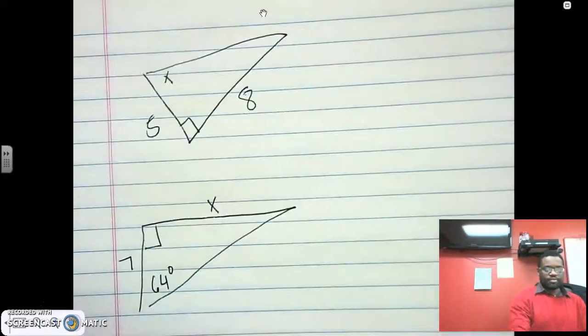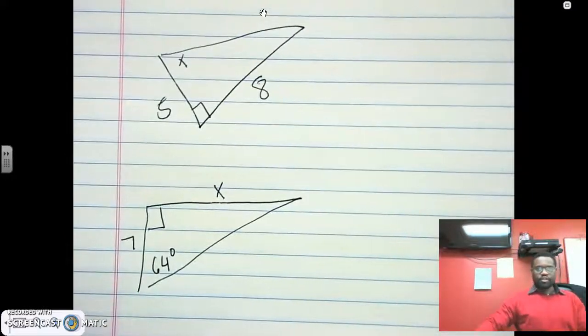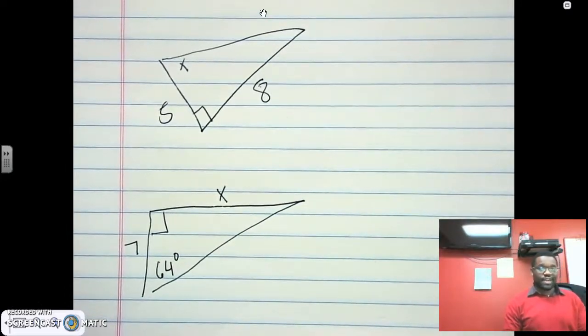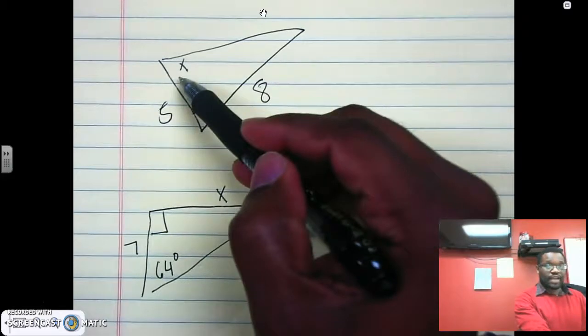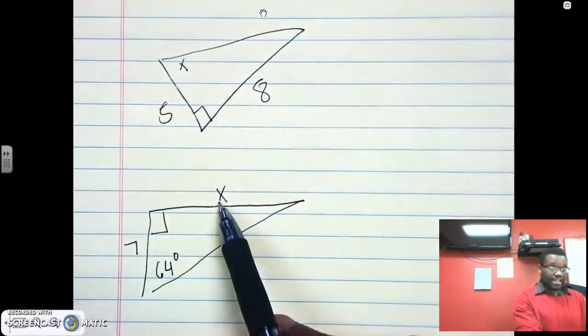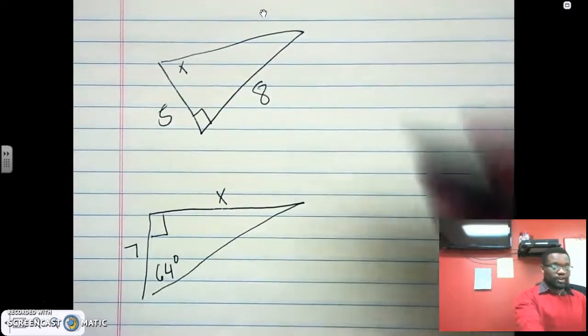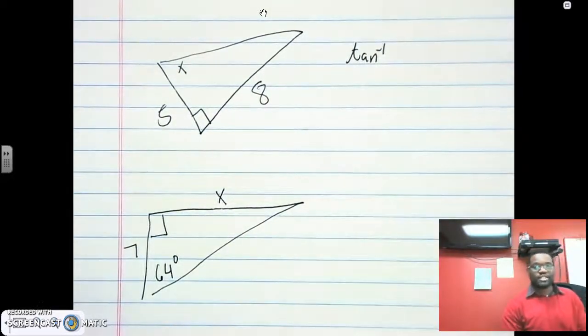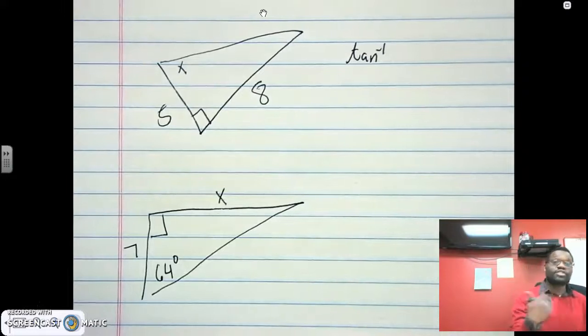I want to do a couple more. Ugly drawing, but you get the point. Notice what I'm looking for if I'm solving both of these for x. On this one, I'm looking for an angle. On this one, I'm looking for a side. So the only thing I know so far is tangent, but since I'm looking for an angle, I automatically know it's tangent to the negative 1 power. I'm using the inverse tangent.